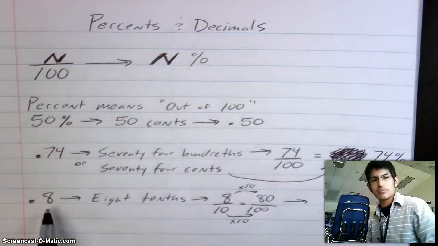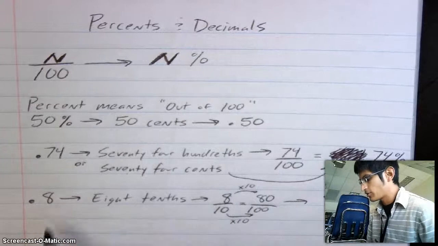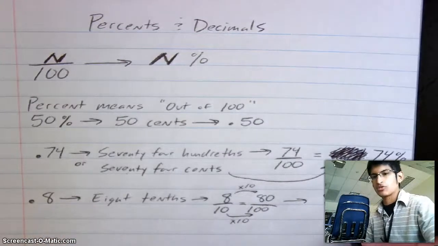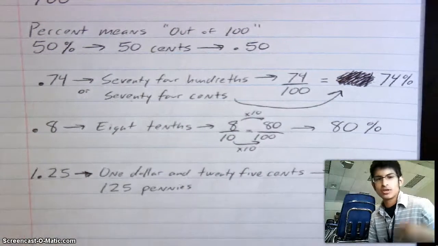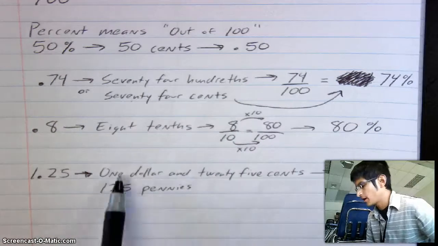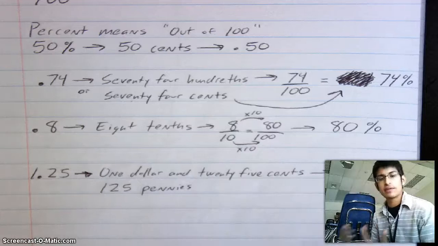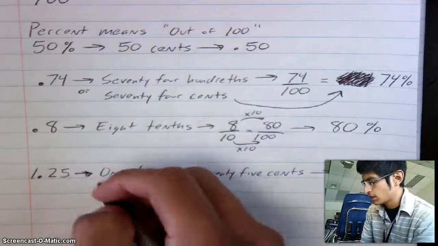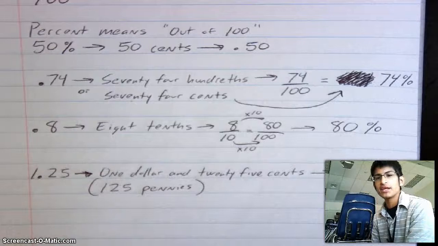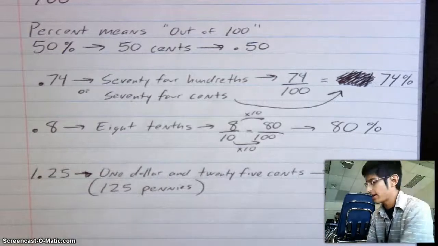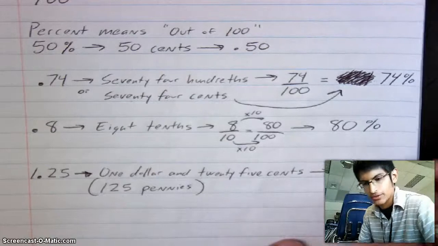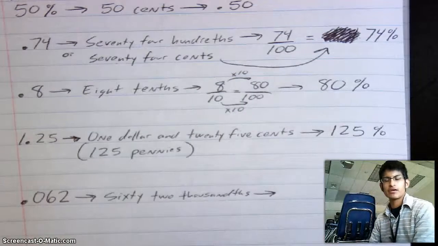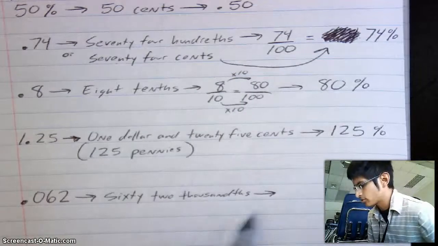And if you look at this number here, remember there's a 0 behind it, so this decimal looks like 80 cents, and that's how you would write it as a percent, 80%. Another example would be if you had a number like 1 and 25 hundredths, you could write this to look like $1.25, which is the same as having 125 pennies. And so if you had 125 pennies, you would have 125 cents. So you would write that as 125%.